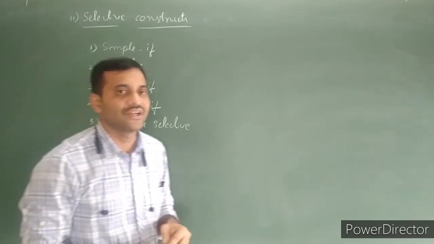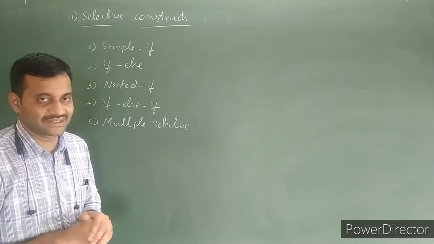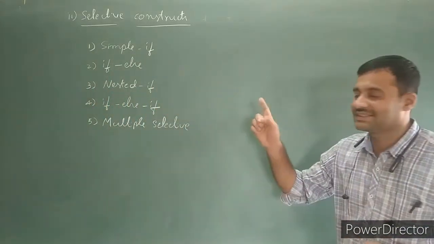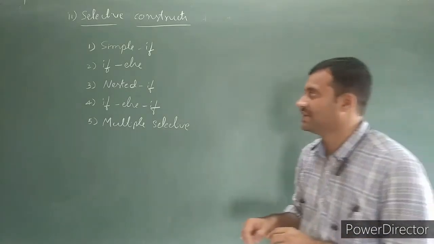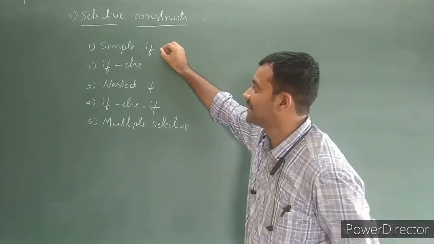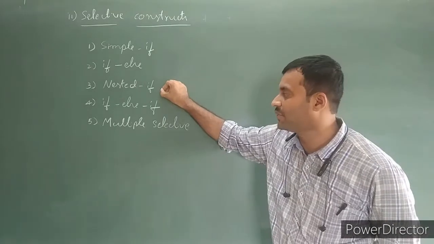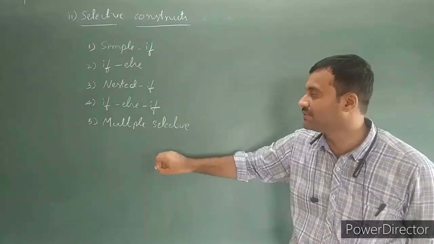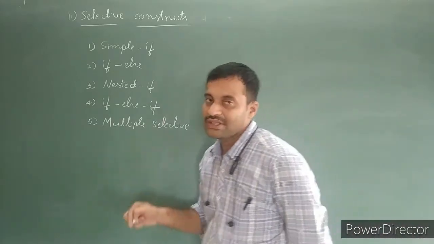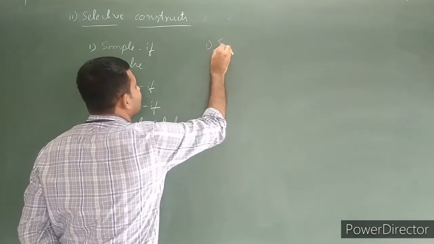So selective constructs are used to take a decision. These help to take an appropriate decision. Then these decisions depend on the condition. So there are 5 types of selective constructs. The first one is simple if, second is if else, third is nested if, fourth is if else if, then fifth is multiple selective. Here we discuss all the types in detail. So consider the first one, simple if.